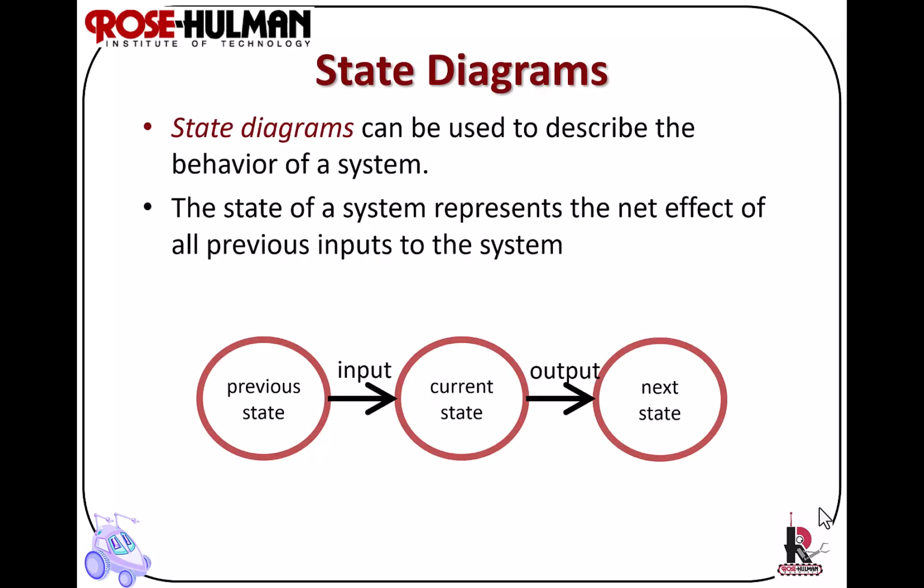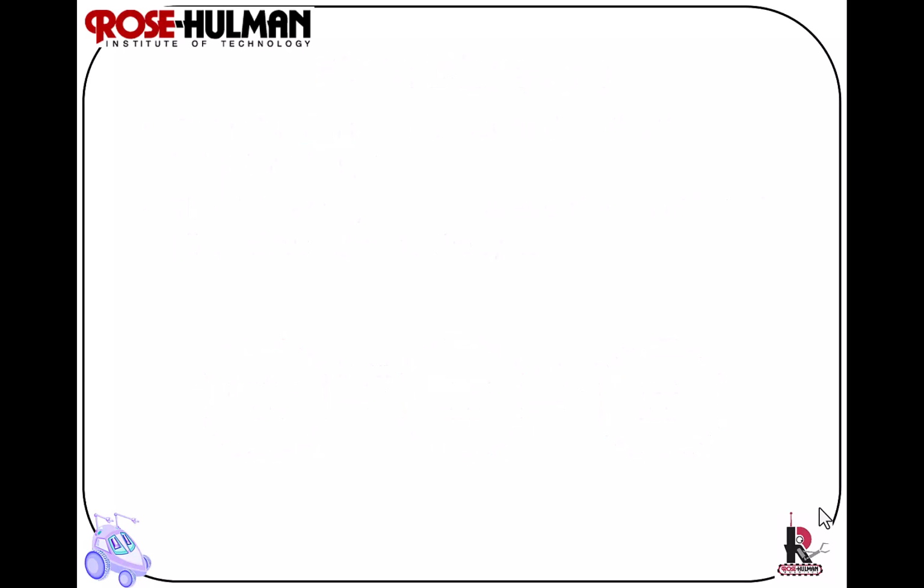A state diagram can be used to describe the behavior of a system such as a robot as well, where each circle represents a state of the system, and you represent the net effect of all previous inputs on the system. Where you have a previous state, you put in an input that sends it to the next state, and then the output of that sends it to the subsequent state.